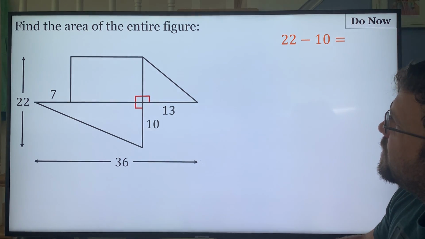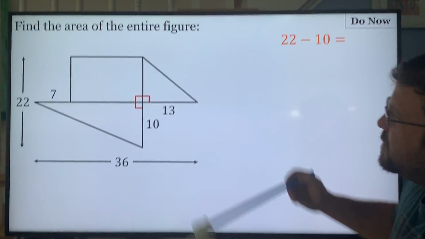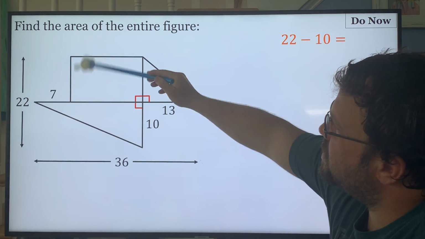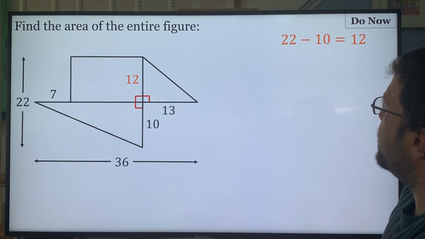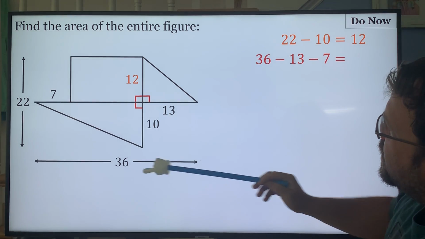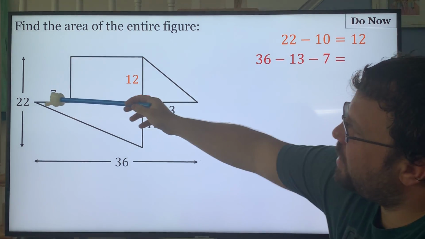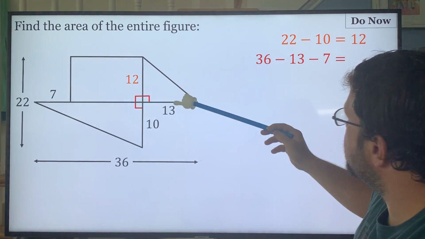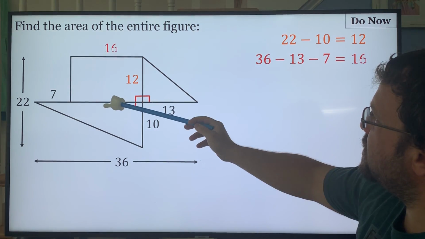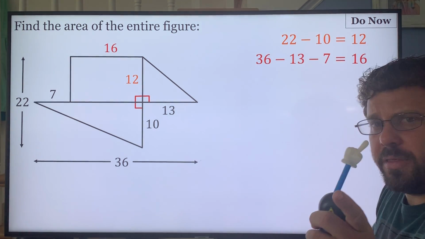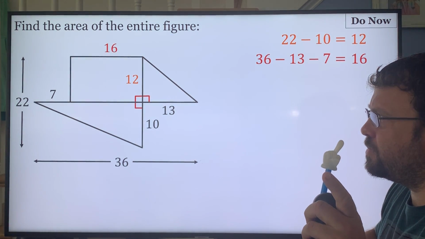So the first thing I'm going to do is find out what each piece is. Since this is 10 and this whole thing is 22, 22 minus 10 gives us this piece, which is 12. Next, this whole thing is 36, and this piece is 13, and this piece is 7. 7 plus 13 is 20. 36 minus 20 is 16 for this piece right here. Now, I got all the things I need to solve this problem, I hope.